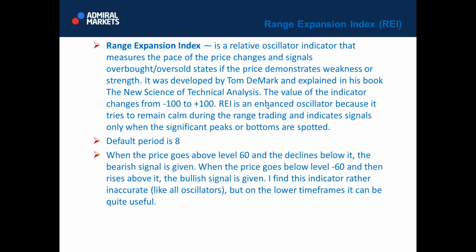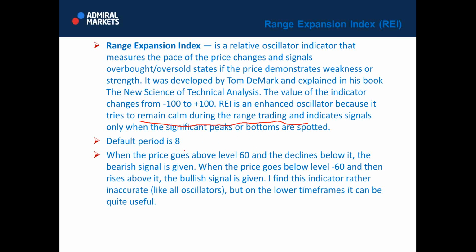The Range Expansion Index is an enhanced oscillator because it tries to remain calm, and this is the biggest advantage of the indicator. It tries to remain calm during range trading and indicates signals only when significant peaks or bottoms are spotted. The default period for the Range Expansion Index is 8. When the price goes above level 60 and declines below it, the bearish signal is given. When the price goes below level -60 and then rises above it, the bullish signal is given.